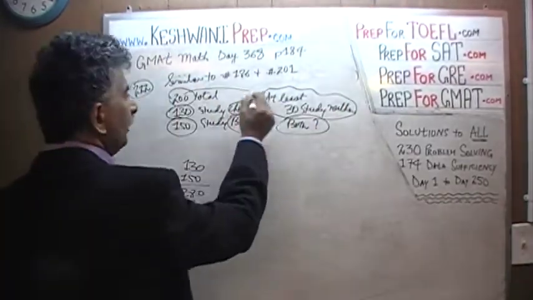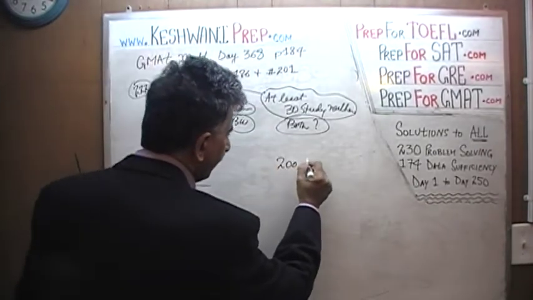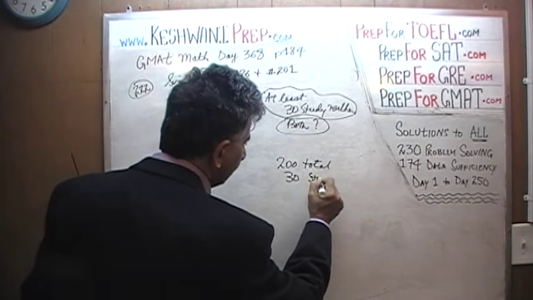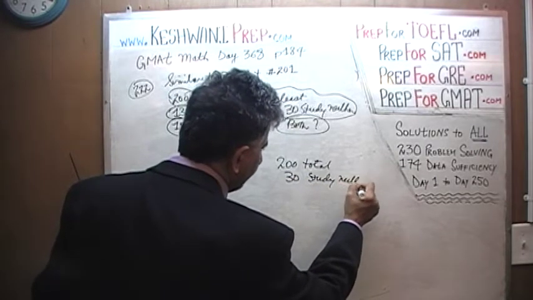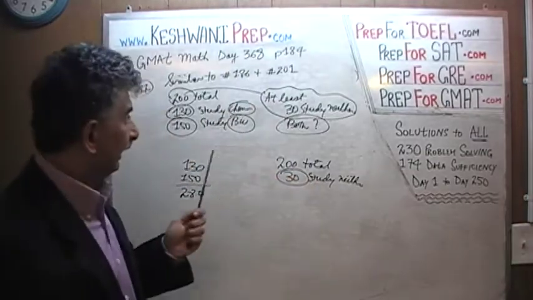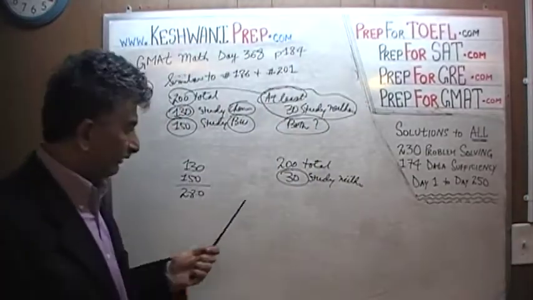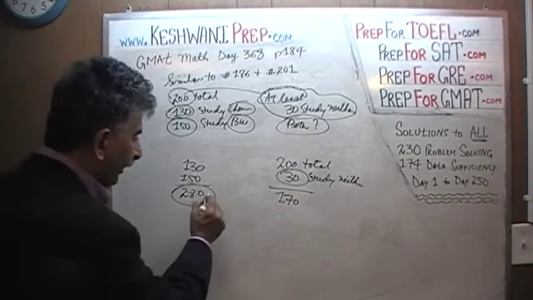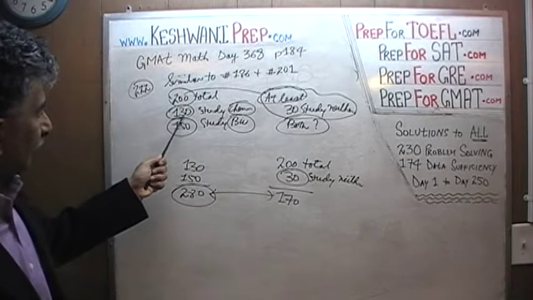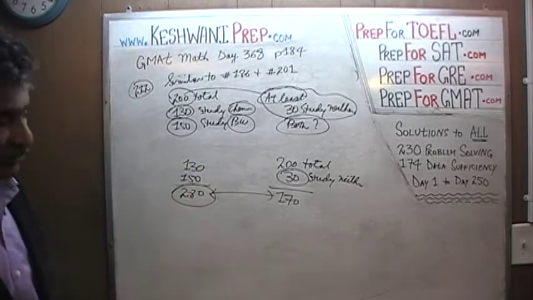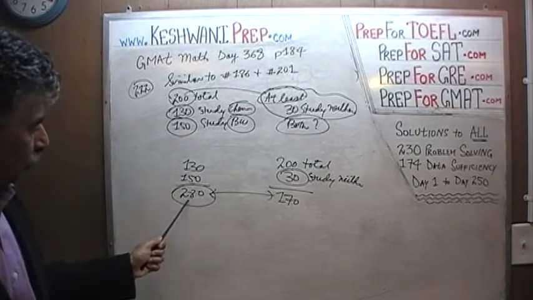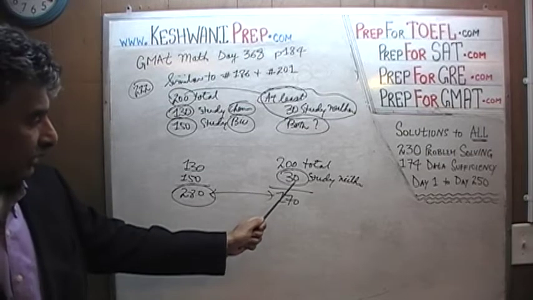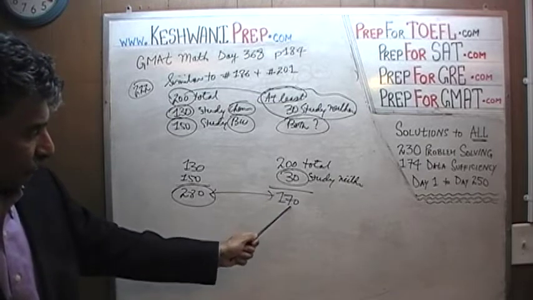We are told the total is 200. So if we pretend that 30 study neither, this is the least number. At least, we are told, not at most, at least. This is the least number. This adds up to 170. If we add up these two numbers, 130 study chemistry, 150 study biology, this adds up to 280. If we had 30 students who studied neither, that's the minimum.